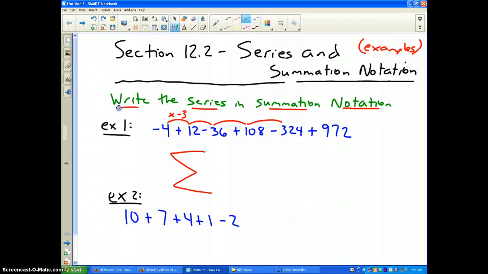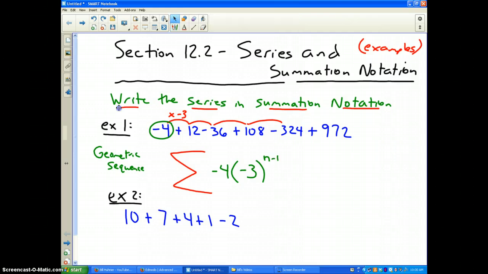That means this is a geometric sequence. And if we recall the explicit formula for geometric sequences, which you learned in 12.1, you take the first term, which is -4, and you put the common ratio in the parentheses to the n-1 power. So there's my explicit formula for this problem.